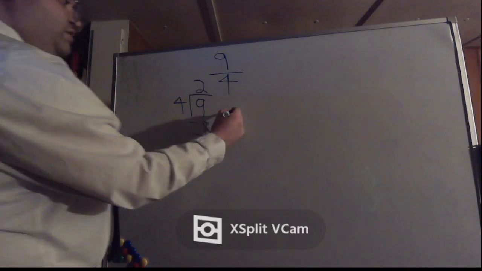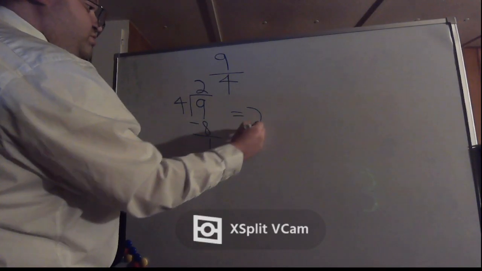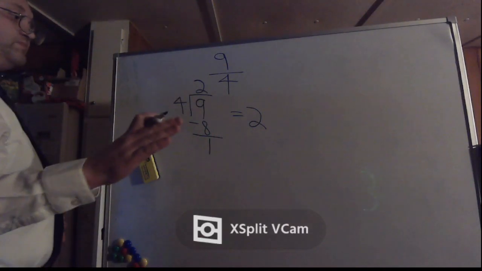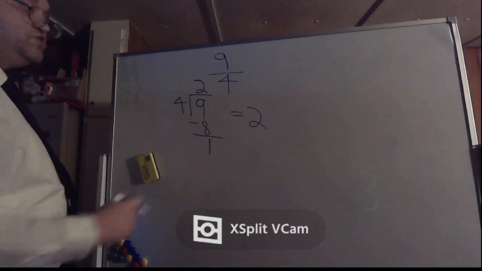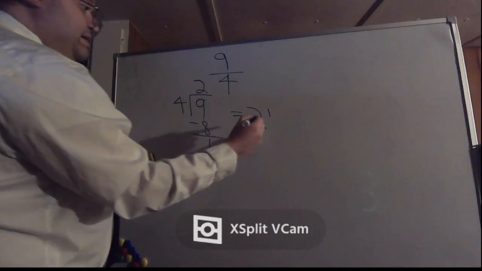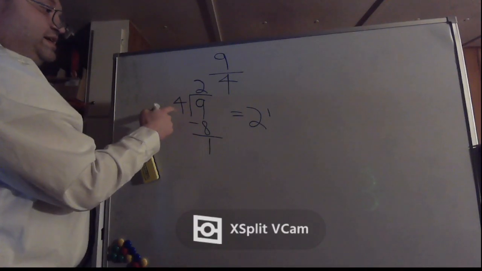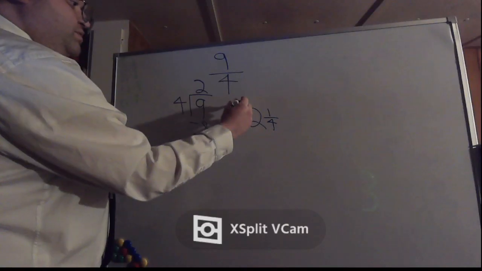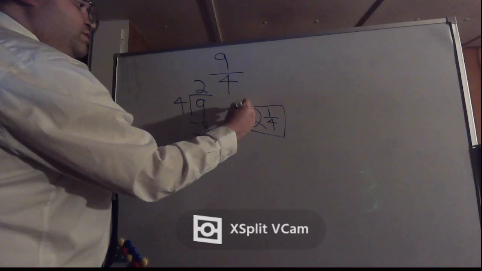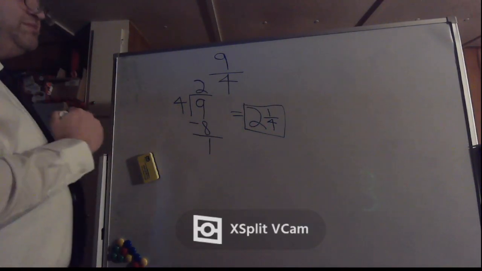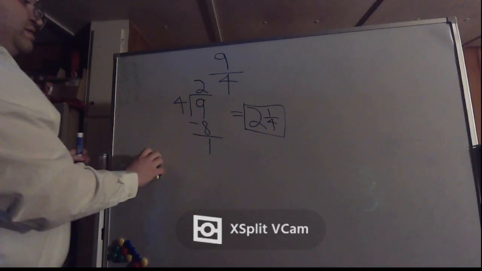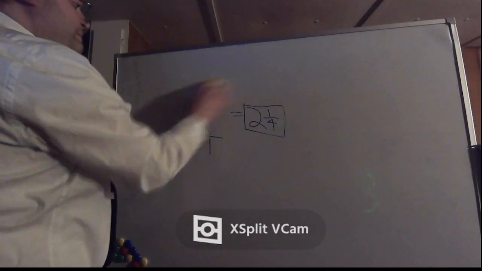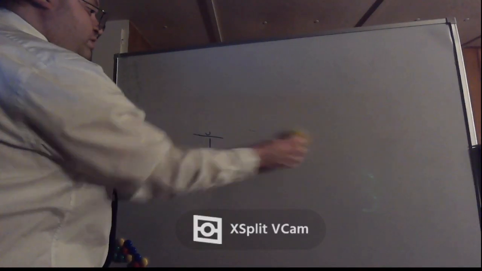So your answer is going to be, well, the whole number is going to be 2. That remainder of 1 is your numerator. The denominator is your divisor of 4. So 9/4 is equal to 2 1/4. That's going to be the mixed number form of it. It's going to be 2 1/4. I have more.